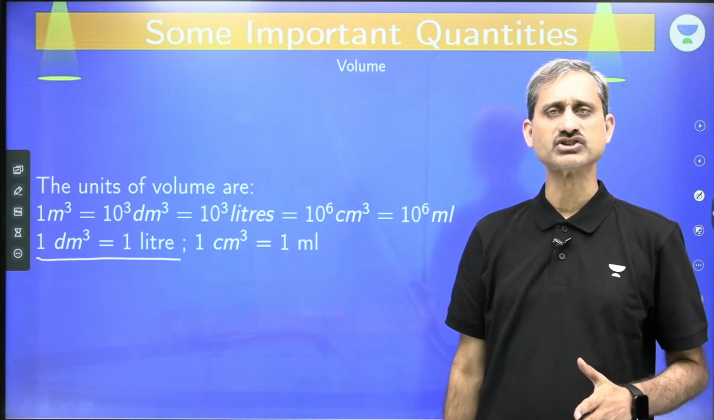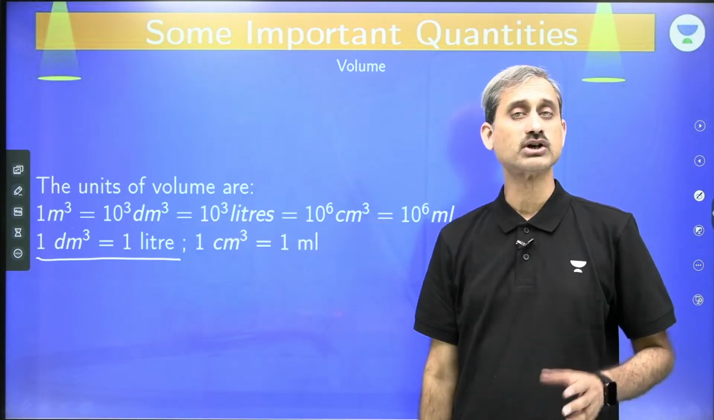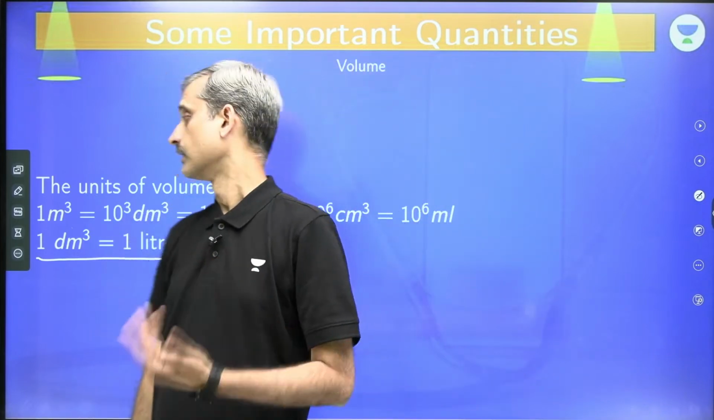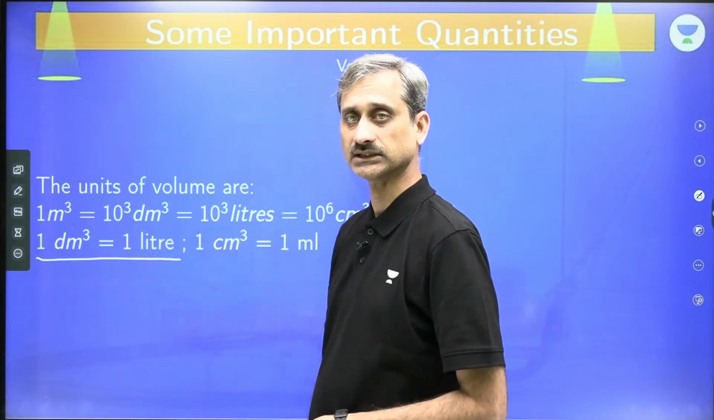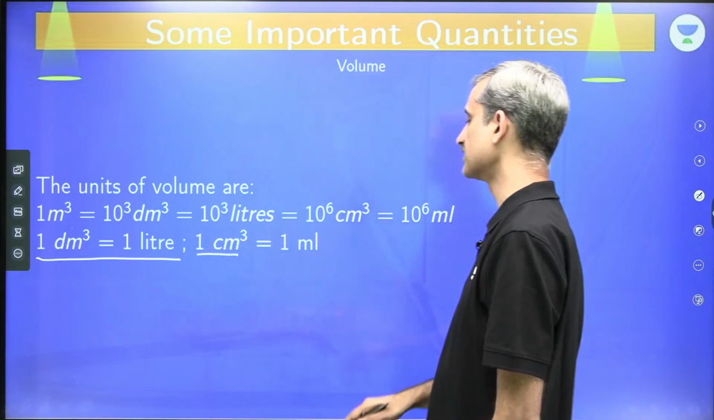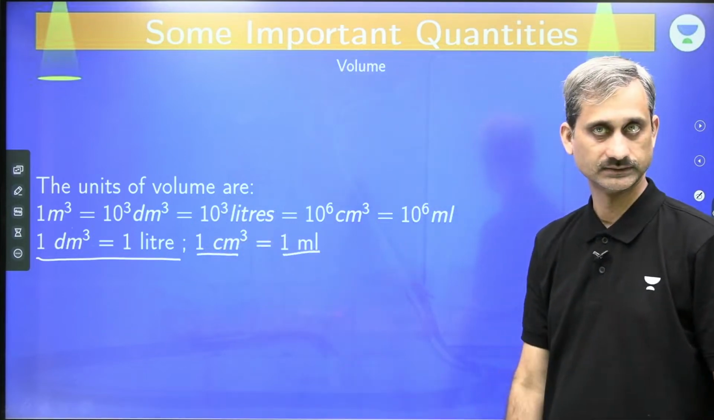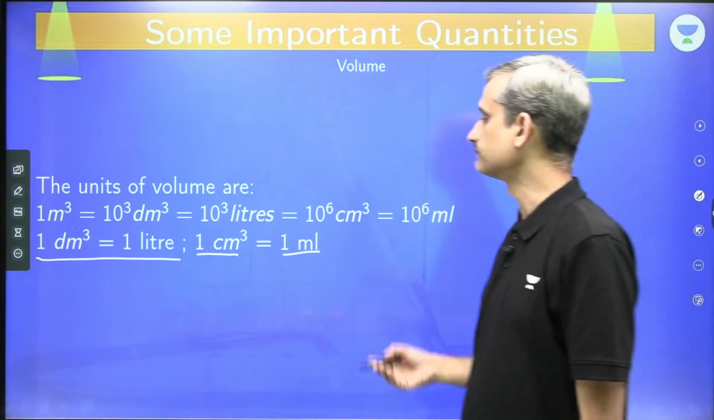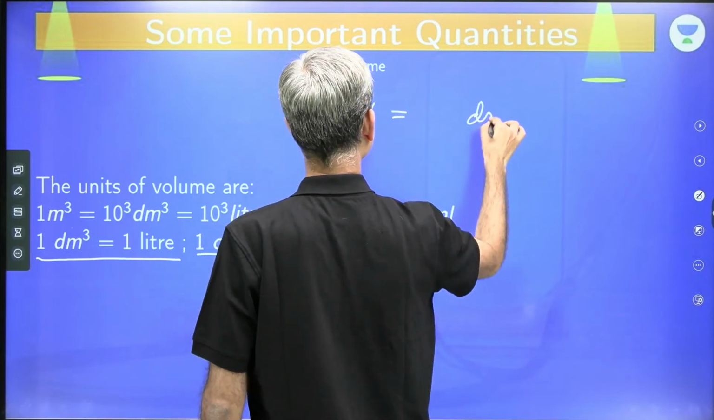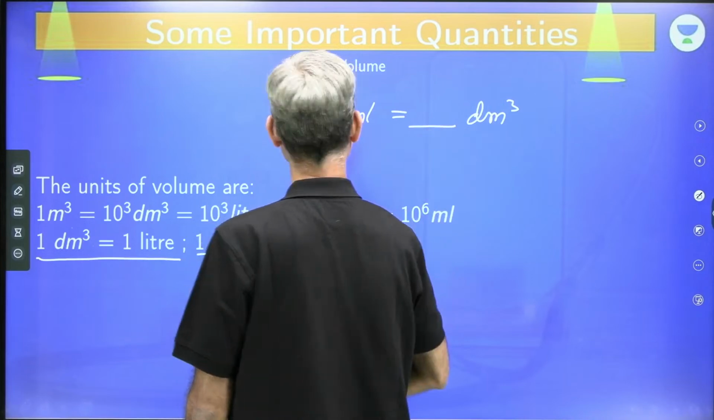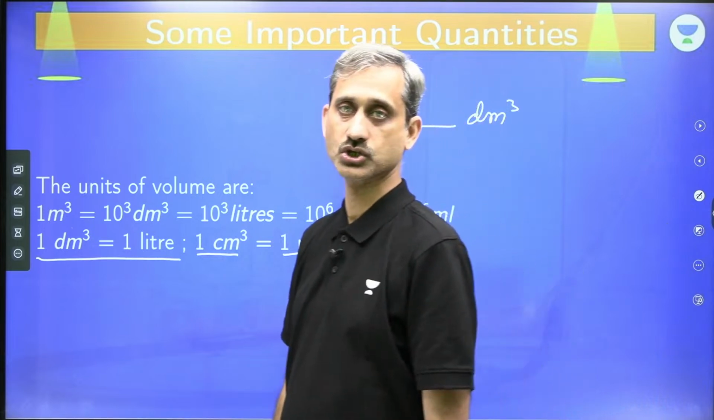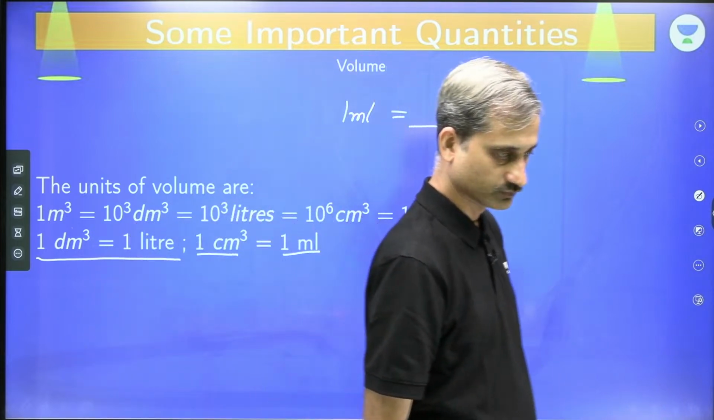It can be used interchangeably, but most often we are using decimeter cube because it is easier to convert a decimeter cube into the units of length. But once we have the liter, we can actually have it equal to 1 decimeter cube, not a problem. Further, 1 centimeter cube is equal to 1 milliliter. Clear? Now, a simple question. 1 milliliter is equal to how many decimeter cube? Can you give me the answer? What would be the answer?